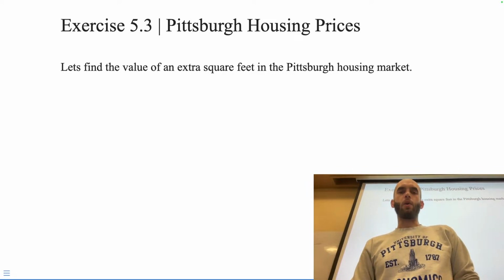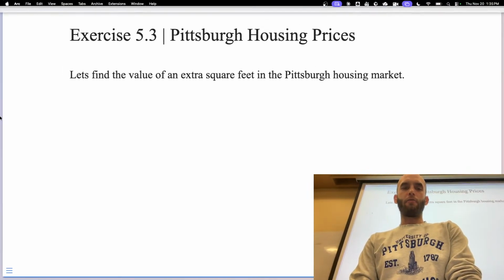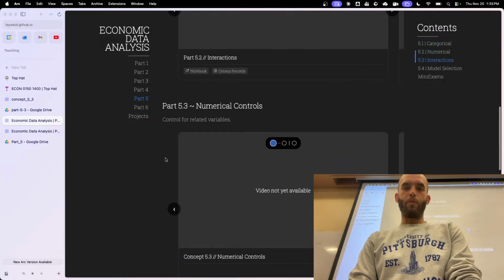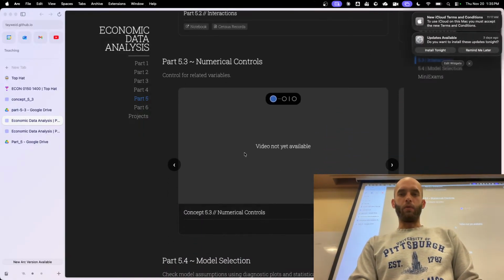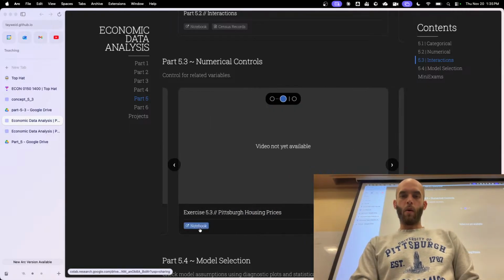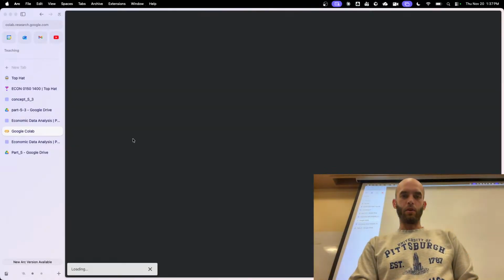Okay, so let's hop over to exercise 5.3. I just updated the website to include the link to the notebook, so hopefully that's posted. Sorry, this website looks bleak at the moment. So if you click on the notebook, it should open up.